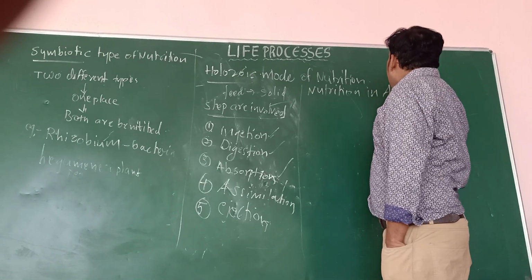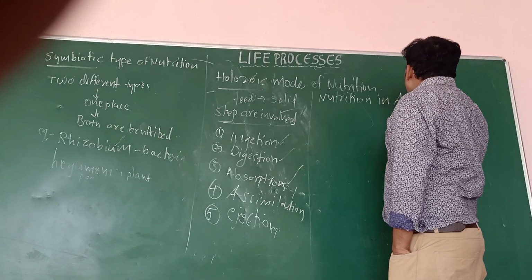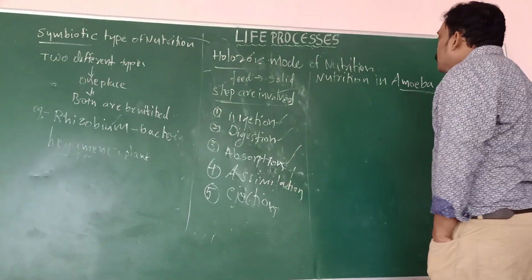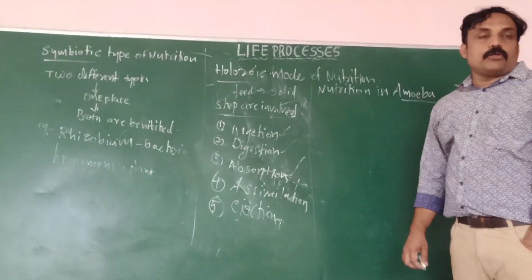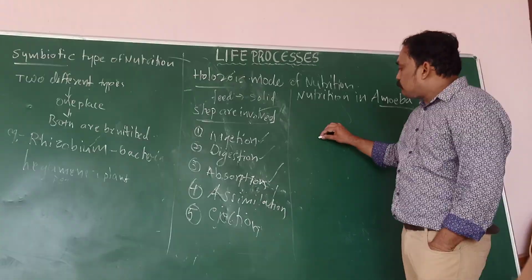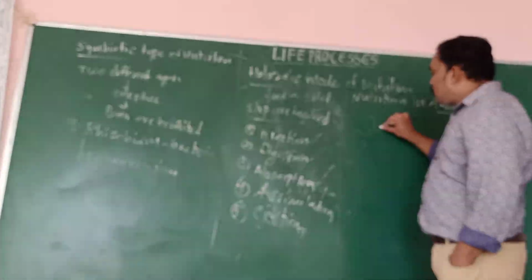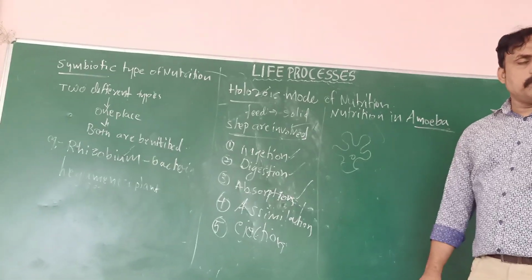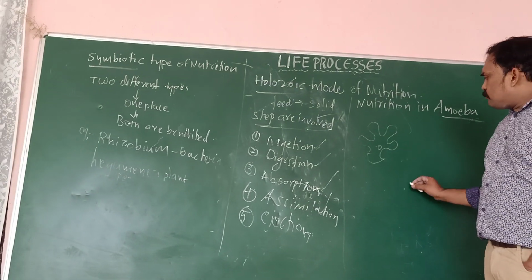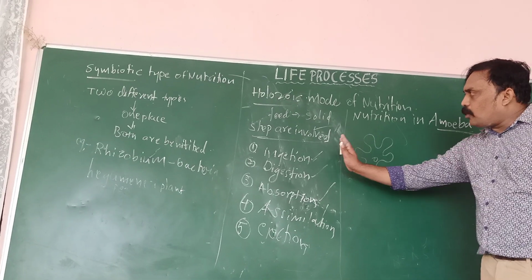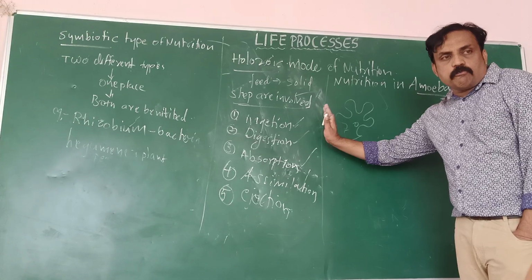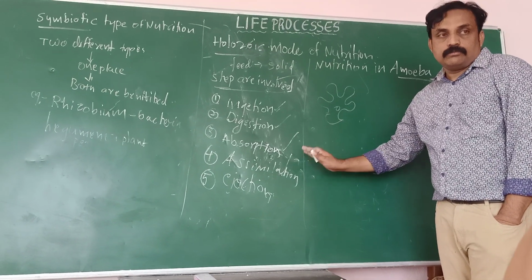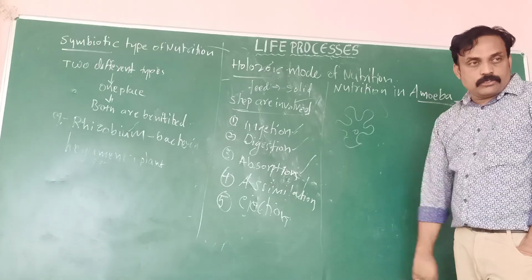In amoeba, you know very well about amoeba. I think amoeba is a unicellular organism. What is a unicellular organism? Protozoa. Protozoa, unicellular organism. Okay. This is amoeba. Generally, I have drawn a rough diagram. In amoeba, what happens? If you use the term holozoic type of nutrition, 5 steps are involved.